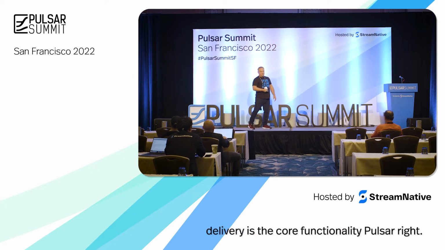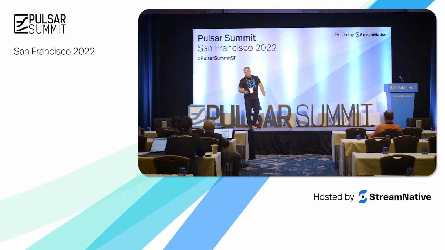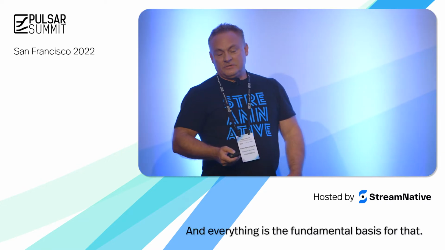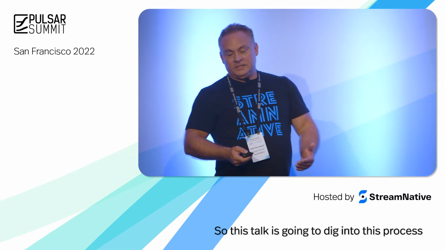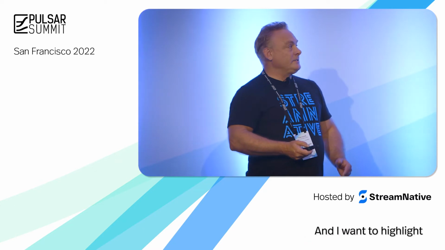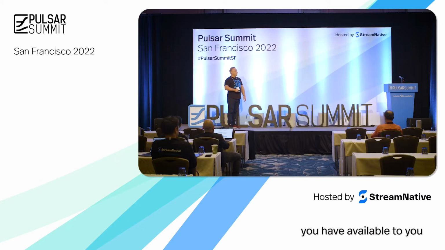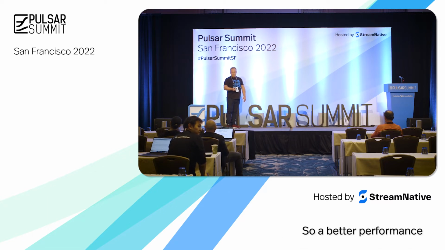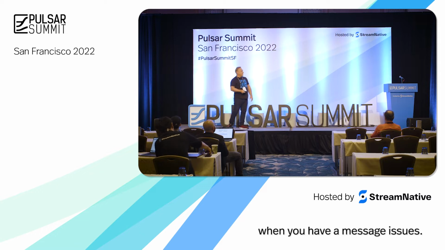Just want to talk about message delivery, the core functionality of Pulsar, right? It's the basis for everything that makes Pulsar great. So this talk is going to dig into this process in greater detail, focusing on the redelivery mechanism. And I want to highlight some of the different configuration settings you have available to you to not only understand the behavior, but also control that behavior so it performs the way you want when you have message issues.